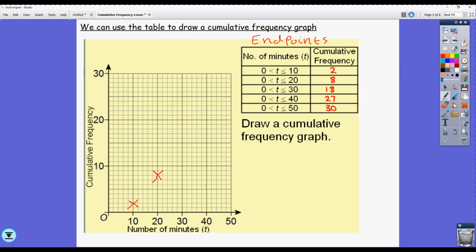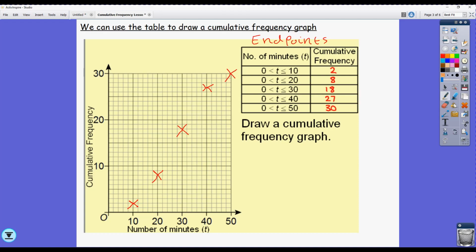We're going to go across to 30, and then up to 18. And we're going to go across to 40, up to 27, 25, 26, 27. And then we're going to go across to 50 and up to 30.